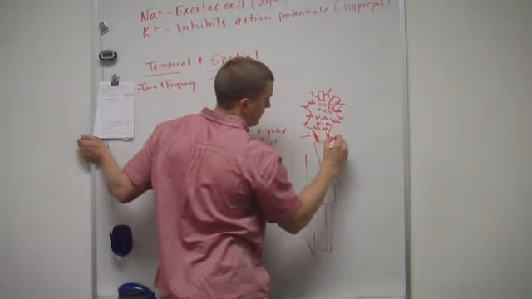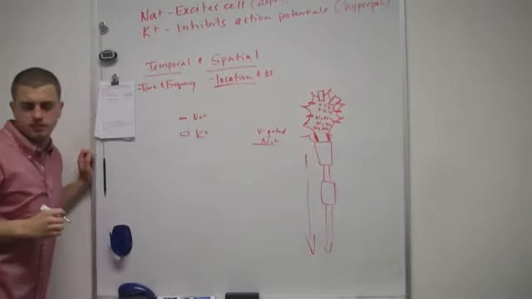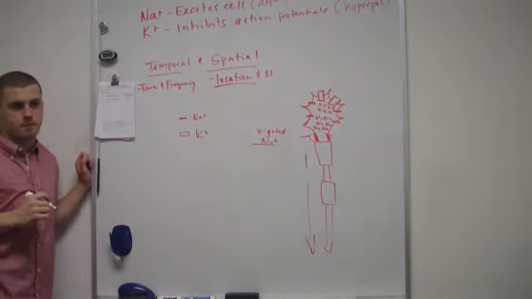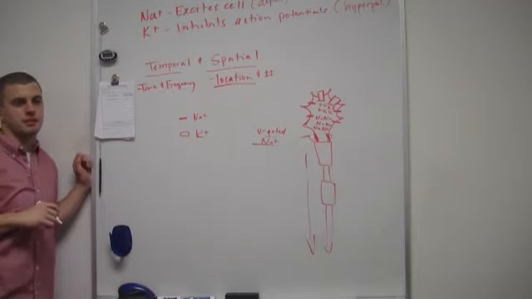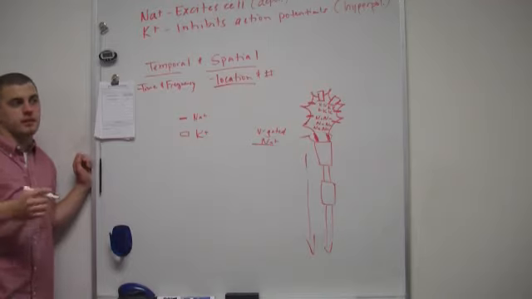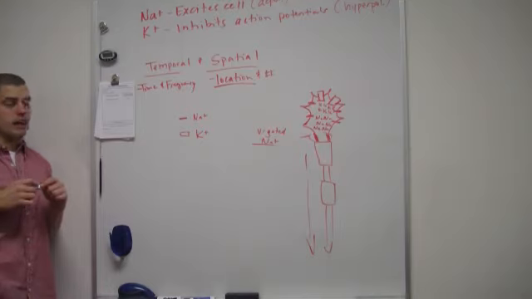And where are they trying to get to? The axon hillock. See how sodium's in a better spot? Because it's closer to the axon hillock. Yeah, it just entered in a better spot, and there are more of them. Yeah. Okay. Okay, any questions?